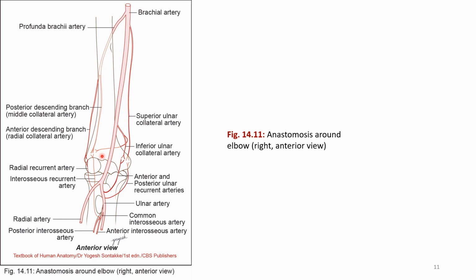Okay, so this is the anastomosis around the elbow joint. You have to remember: anastomosis in front of the medial epicondyle, behind the medial epicondyle, in front of the lateral epicondyle and behind the lateral epicondyle, and anastomosis at the olecranon fossa of the humerus.